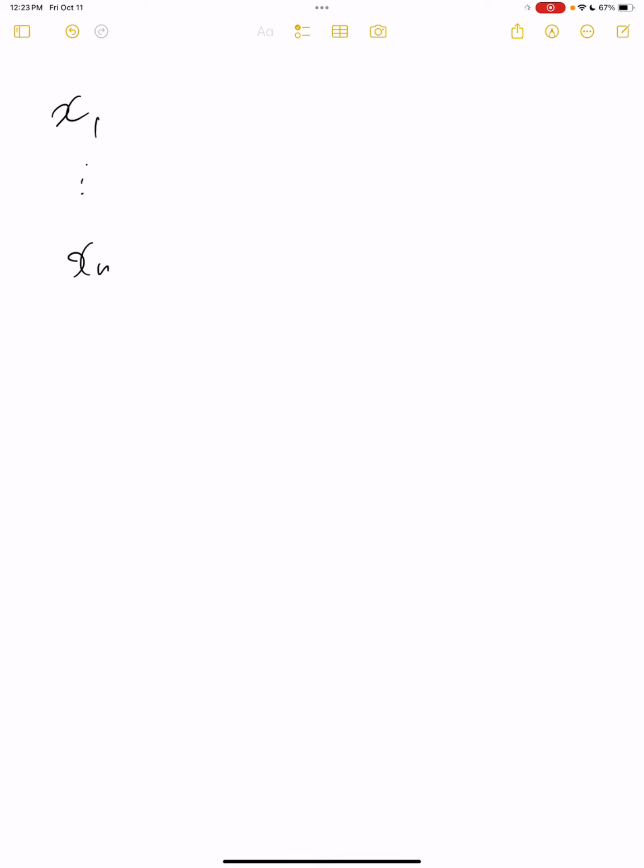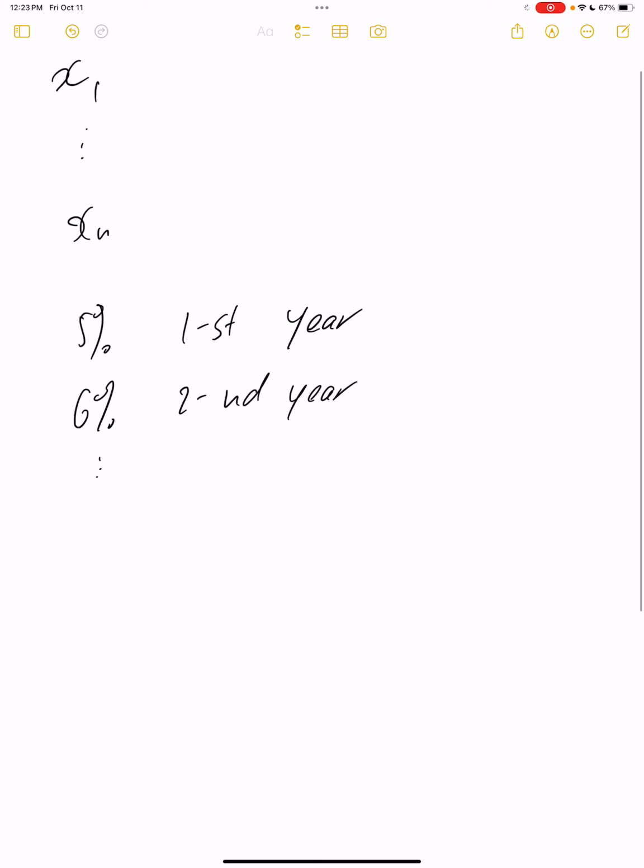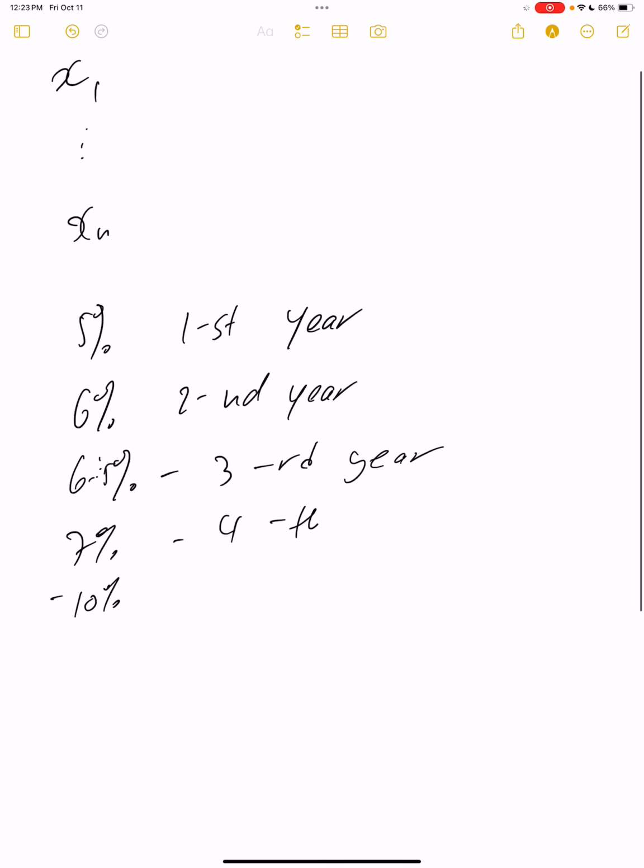So we will have 5 numbers, let's say 5% first year, 6% second year, and then another 6.5% third year. Then we have 7% and then minus 10% the fifth year. Okay.